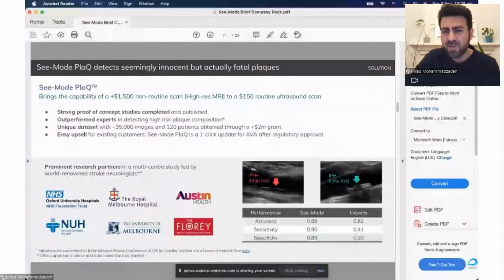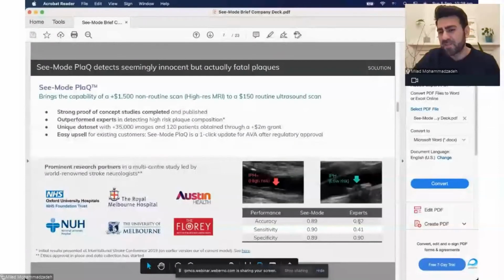Now, if a clinician looks at these two and tries to make a guess, a judgment call, they would be correct just over 60% of the time.